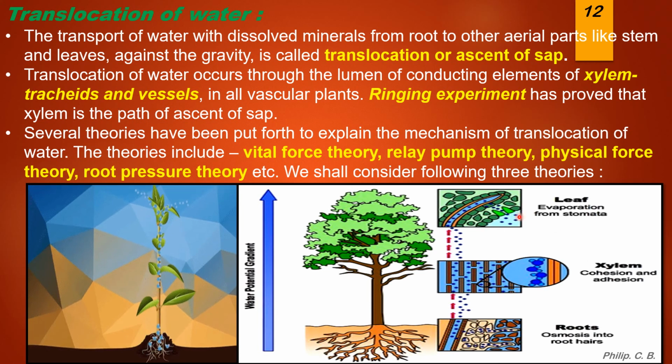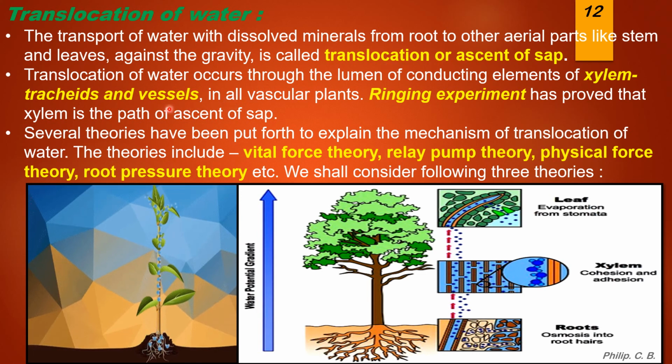What we learned earlier. So first point, the transport of water with dissolved minerals from root to the other aerial parts like stem and leaves against the gravity is called translocation or ascent of sap. So this process, students, takes place against the gravity. So that's why the term translocation or ascent of sap. So it takes place from the root to the other aerial parts, the stem and the leaves, right, till the top region.